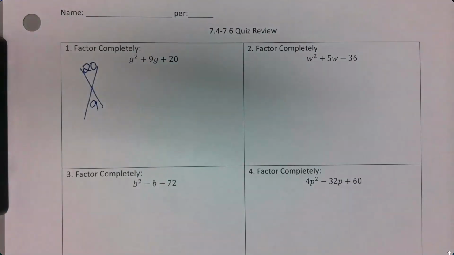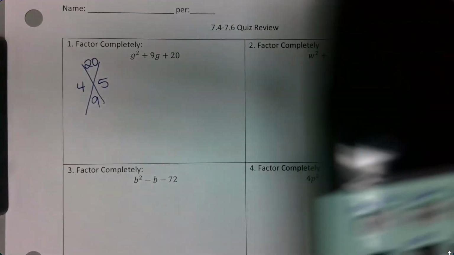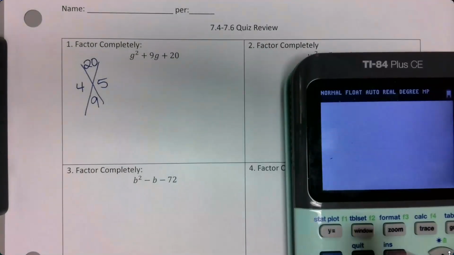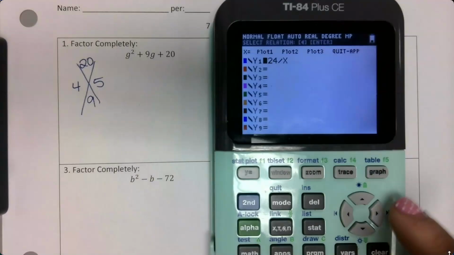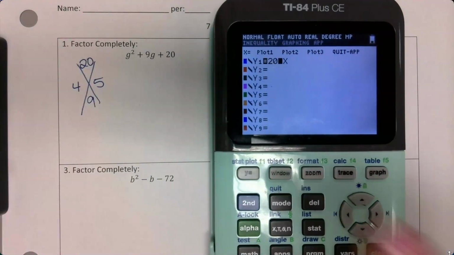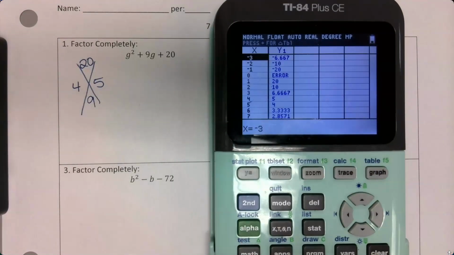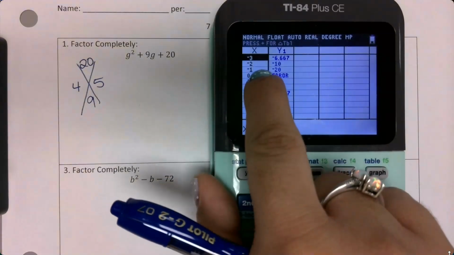I'm looking for my numbers that multiply to 20 and add to 9. I know that this is 4 and 5, but if I didn't, I could use my calculator, and I could go to y equals, which is the top left, and then in the equation here, I could type in 20 divided by x, and I go second graph, and if I scroll through this list, I want to add up whole numbers together. So if there's anything with a decimal, I don't want to add it.